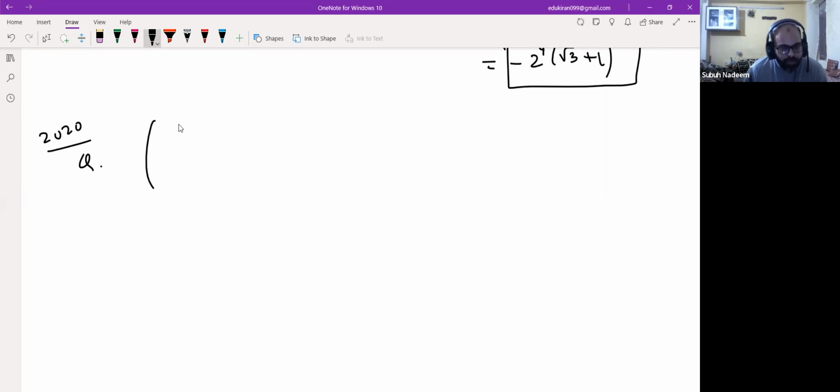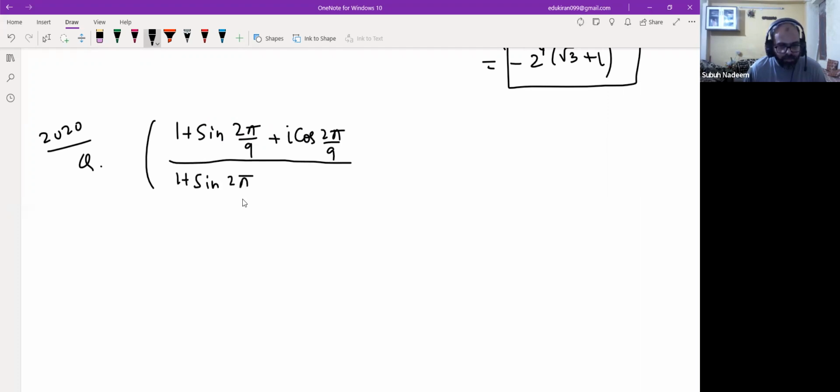So find the value of (1 plus sine 2 pi by 9 plus iota cos 2 pi by 9) upon (1 plus sine 2 pi by 9 minus iota cos 2 pi by 9), to the power 3.